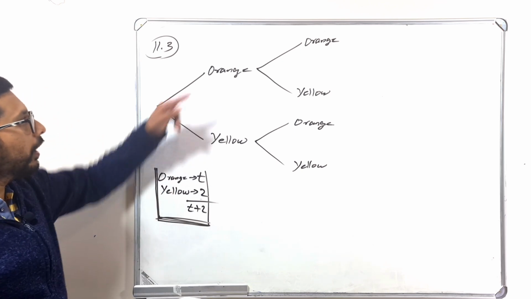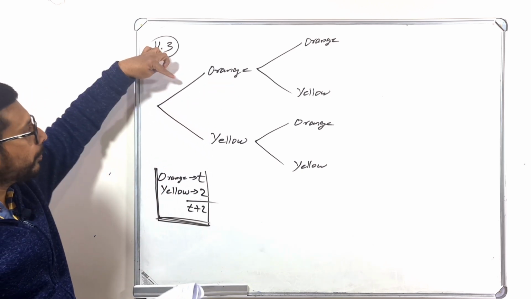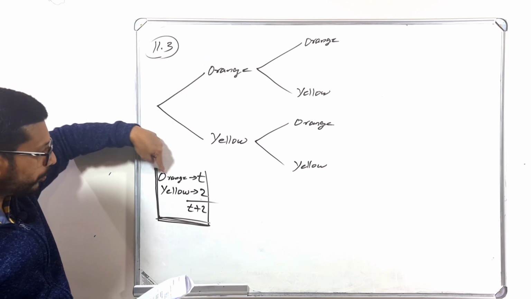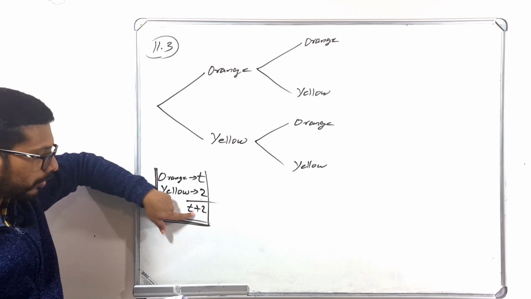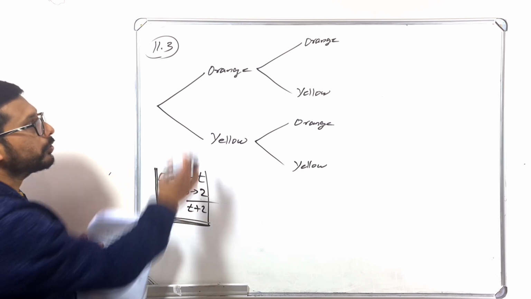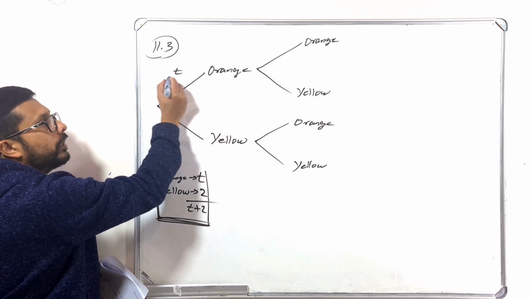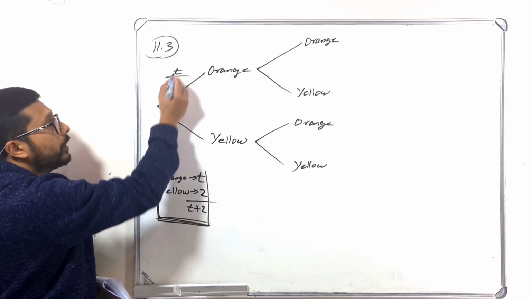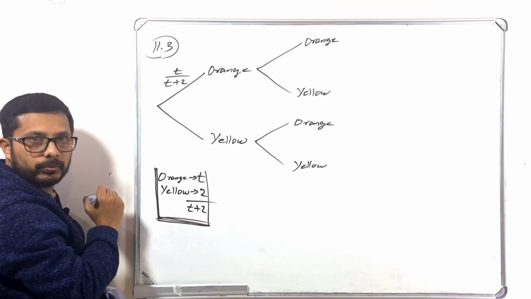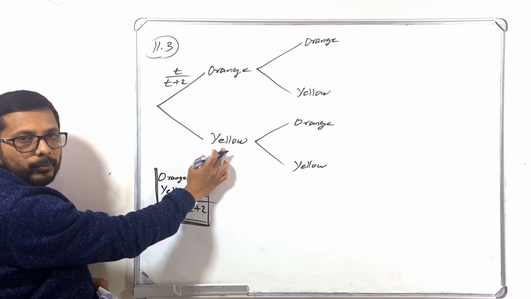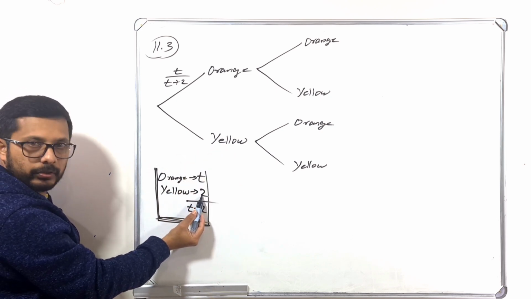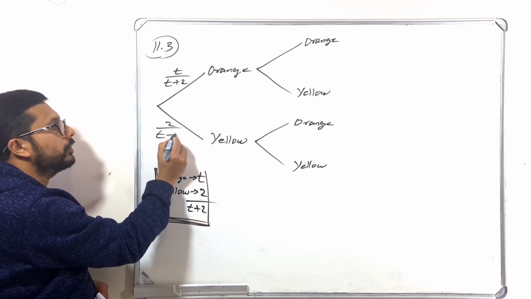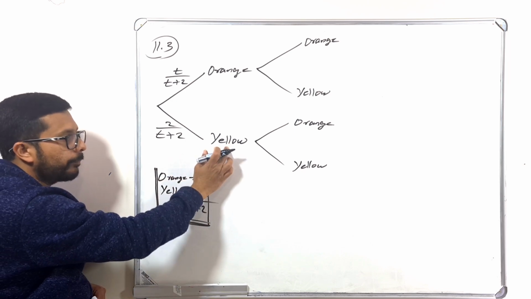Now how can you find the probability of the orange? How many orange balls are there? T. Total how many balls? T plus 2. So what is the probability to get this orange ball? T divided by T plus 2. What is the probability to get a yellow ball? How many yellow balls are there? 2. Total is T plus 2. So it is 2 divided by T plus 2. That is the probability to get a yellow.